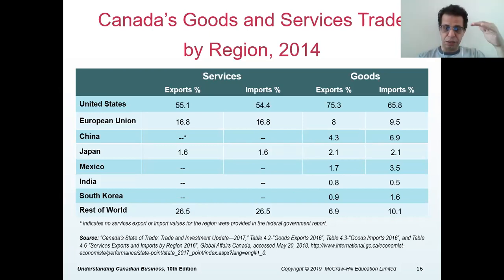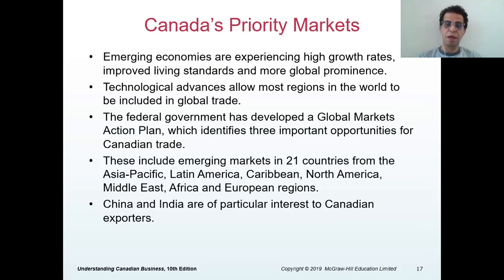Take a look at this and see, have a good idea about how the Canadian business and the international business is moving. Now, Canada is a priority market. There is a preference to trade in Canada with certain countries, because the emerging economies are experiencing high growth, improved living standards, and more global prominence.